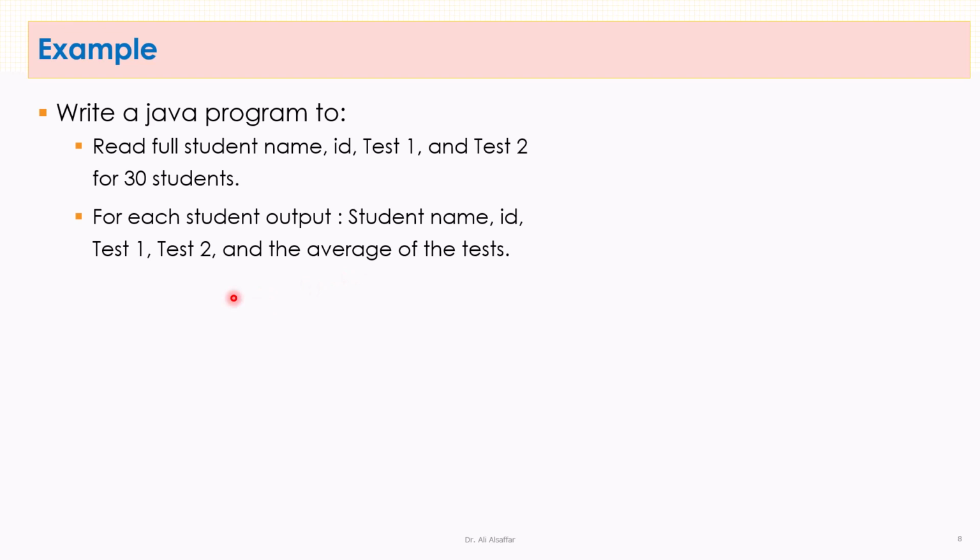In fact, we don't need an array. Why? Because when we read the data for a student, we will print the average and then we will go to the next student. So we are not going back to the first student. So in fact, we are not going to save the data into an array. We are going to read the name, ID, test1, and test2. We compute the average, and then we print the name, ID, test1, test2, and the average. And we go for the next one, and so on.